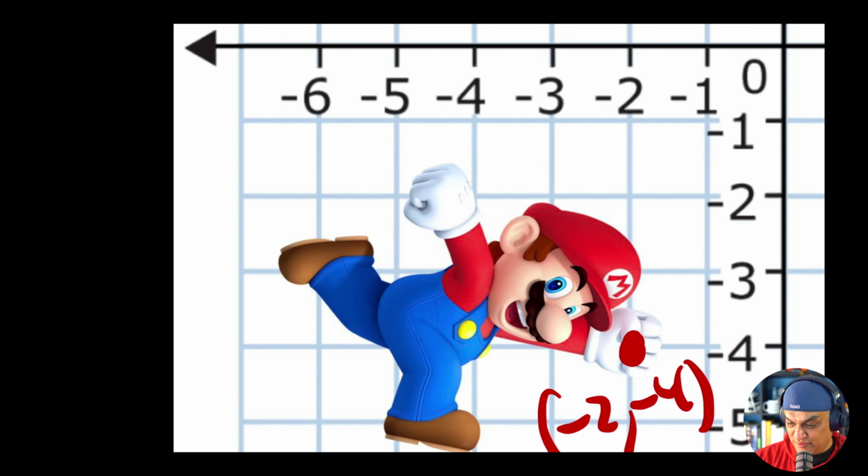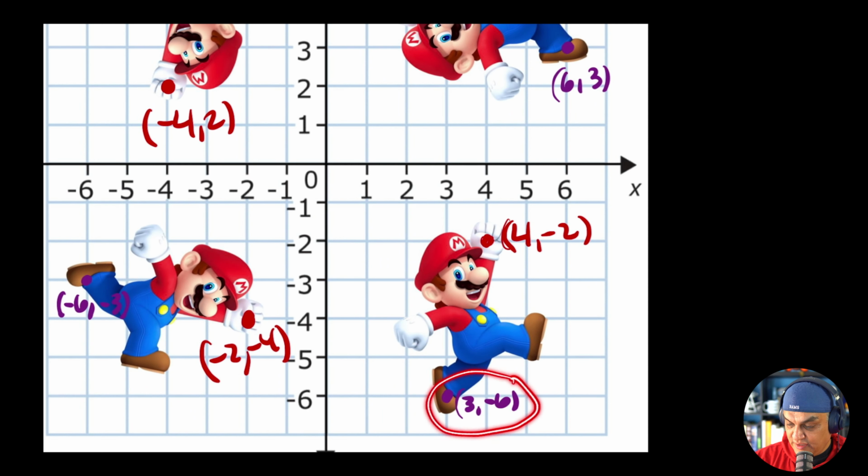Okay, so is the same thing happening? Let's look at the boot. We have 3, -6, and we go 90 degrees. It goes 6, 3. So they switch. The X and Y switch. And the old Y, which is the new X, changes signs. So maybe we can put that as a rule.